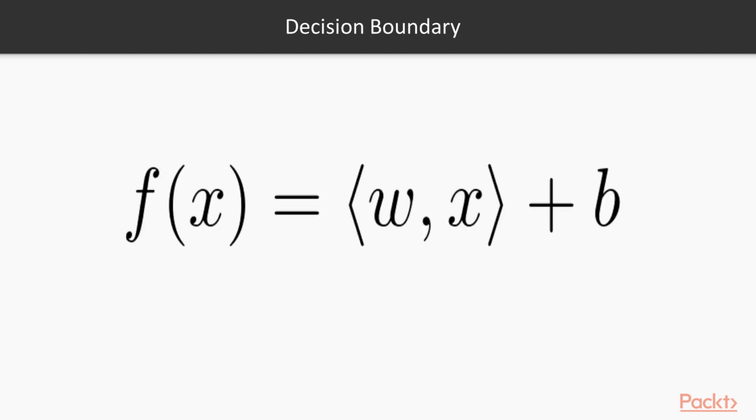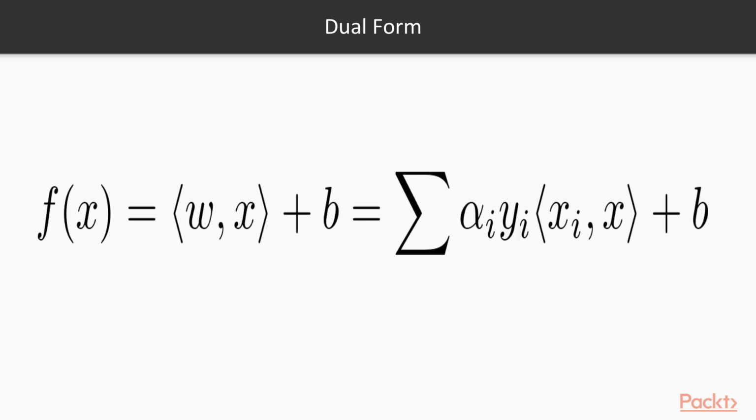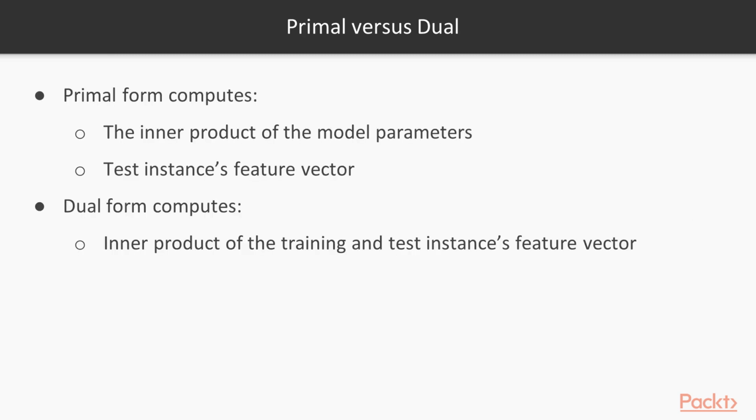The perceptron separates instances of the positive class from instances of the negative class using a hyperplane as a decision boundary. The decision boundary is given by this formula. Predictions are made using this function. This expression of the model is called the dual form. The expression we used previously is the primal form. The most important difference between the primal and dual forms is that the primal form computes the inner product of the model parameters and the test instance's feature vector, while the dual form computes the inner product of the training instances and the test instance's feature vector.